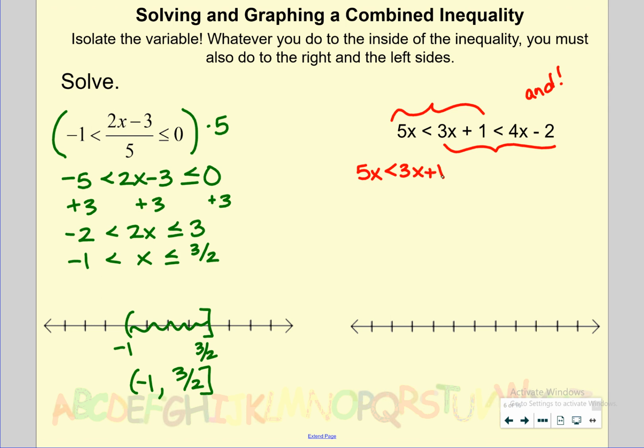5x is less than 3x plus 1. That's the first relationship we see. And also 3x plus 1 is less than 4x minus 2. Once I get it just to 2 pieces, then we can balance it like we normally do. So for the one on the left, I'm going to subtract 3x, which gives me 2x.